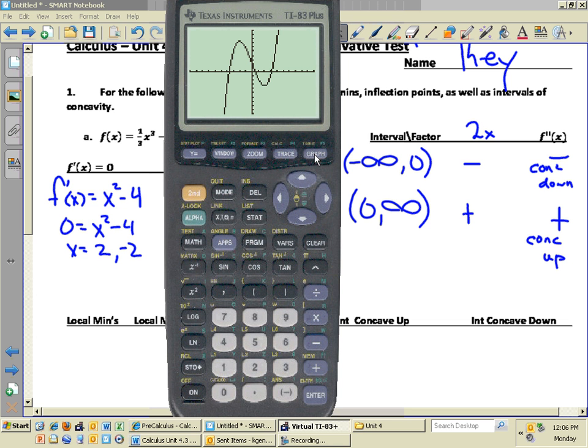Without actually graphing it, we've identified that at x equals 0, right here, is the inflection point. That's where the concavity changes. Everything to the left of that point is concave down, and everything to the right is concave up. So we've identified that inflection point and the concavity. We could see that at -2, yes, it has a local max, and at +2, yes, it has a local min. So this has been pretty valuable information for us to say something interesting about the function.